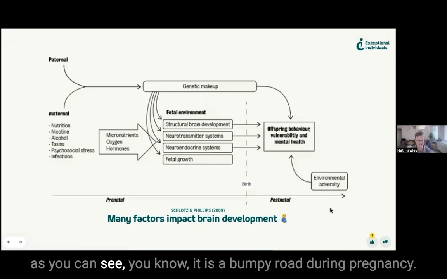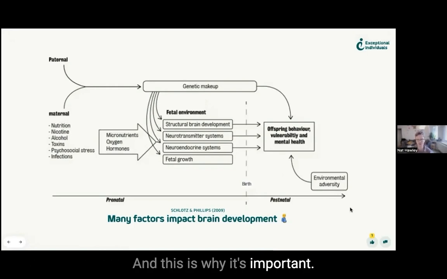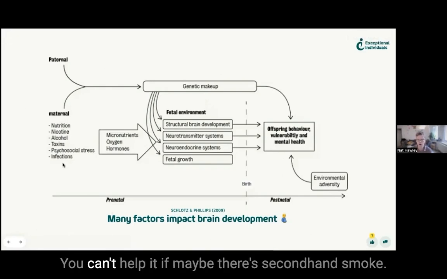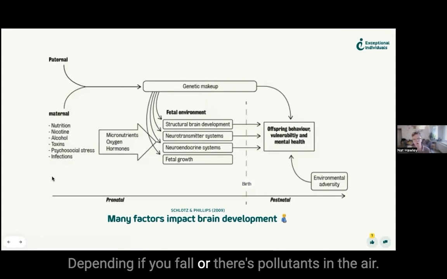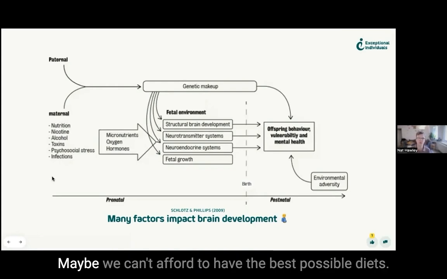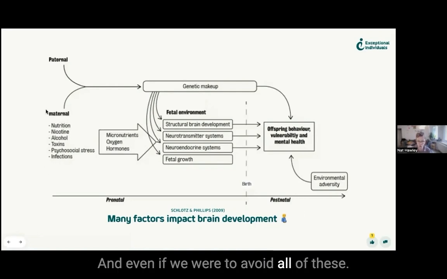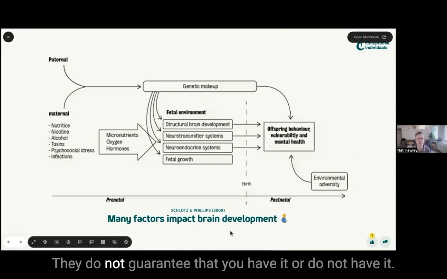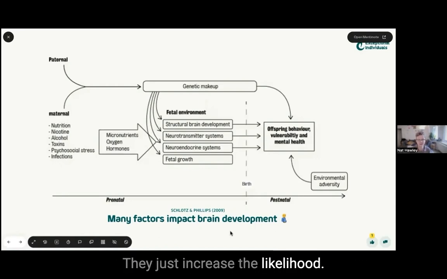As you can see, it is a bumpy road during pregnancy, and this is why it's important. But a lot of the time, these factors are out of our hands. You can't help it if there's secondhand smoke, or pollutants in the air. Some things we just can't control. Maybe we can't afford to have the best possible diets. And even if we were to avoid all of these, you could still have a neurodevelopmental disorder. They do not guarantee that you have it or do not have it. They just increase the likelihood.